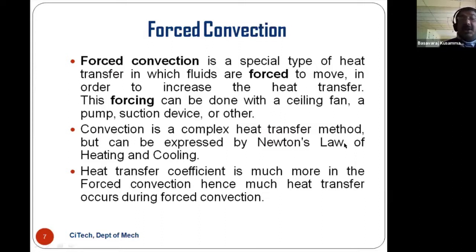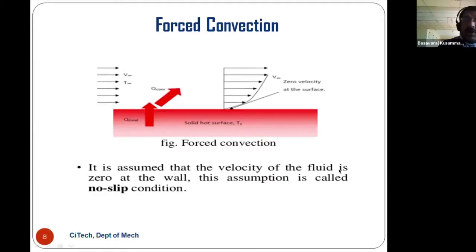Here in this case they are using what is called an external agency. So this is represented diagrammatically here. This is forced convection. The fluid has velocity V infinity and temperature T infinity. This is the solid hot surface. Understand? The fluid is moving with velocity V infinity over the plate and has a temperature T infinity. And Ts is called the surface temperature.